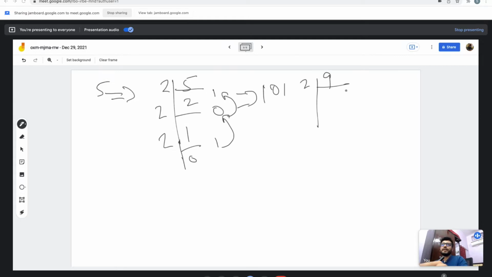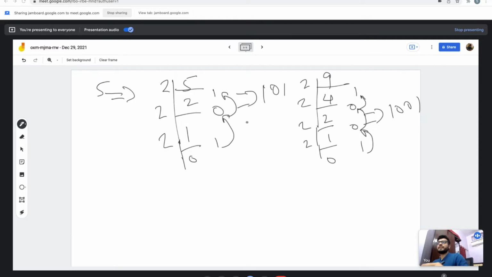Let's try another number, say 9. We divide by 2, we get 4, remainder is 1. Then we divide 4 by 2, we get 2, remainder is 0. Continuing, we get 1001. We just keep the remainders in reverse order: 1 goes here, 0 goes here, again 0 goes here, and 1 goes here. This is how we convert numbers into their binary representation.